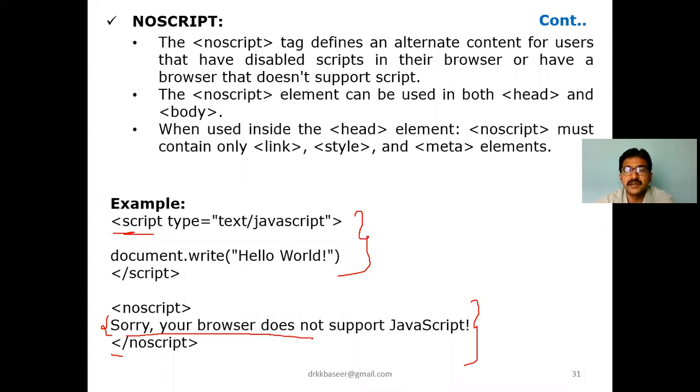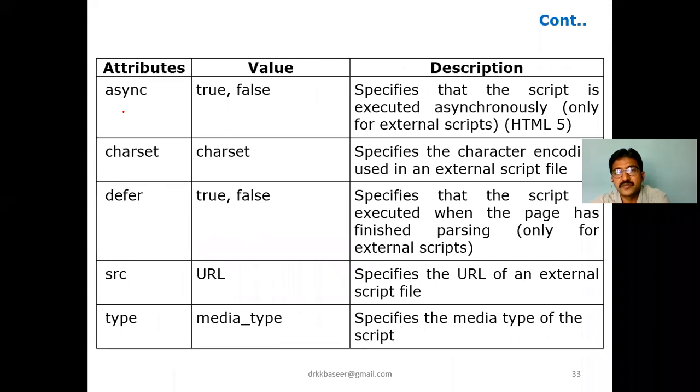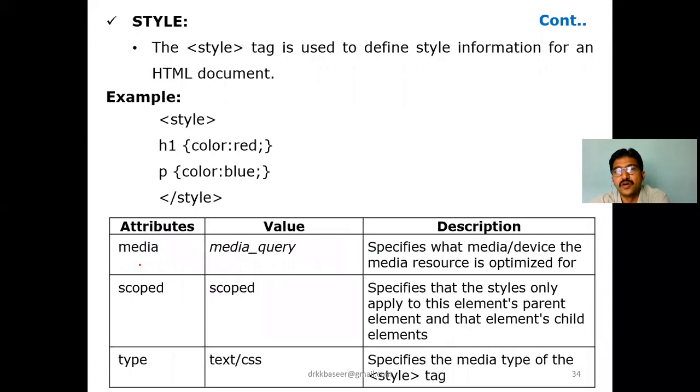So it indicates that if any script is running in the backend or the front end, and it isn't supported by your browser, maybe IE or whatever browser you are using, at that time noscript will tell you that such and such script is not supported by your browser. Script means that you can run a script. When you want to run JavaScript, you can use the script tag, starting and ending. And document.getElementById, get element by ID, we'll talk about later when we discuss JavaScript. The attributes are async, charset, defer, src, type, all these.